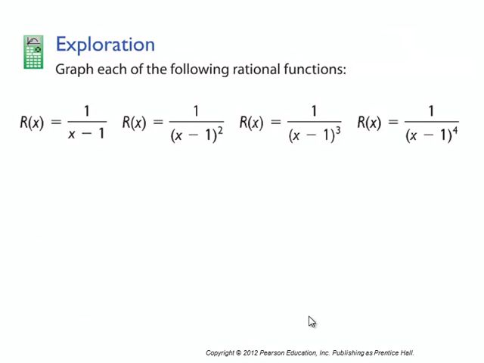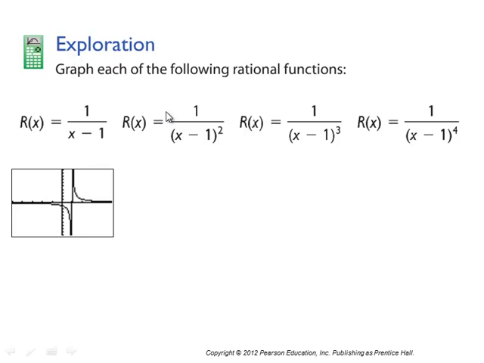So I'll let you do this on your own on the graphing calculator. Go ahead and graph these 4 rational functions and see what you get. Compare the graphs and then comment about what the graphs look like. Here's what the graph of 1 over x minus 1 looks like. I've already done this. Here's what the graph of 1 over x minus 1 squared looks like.